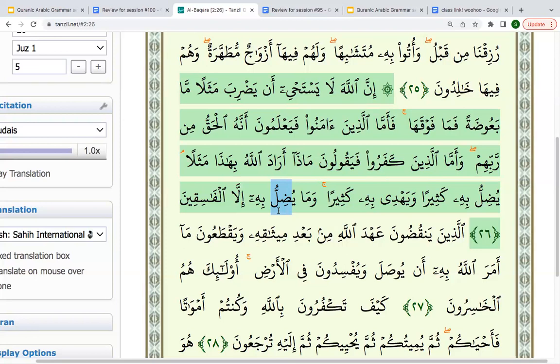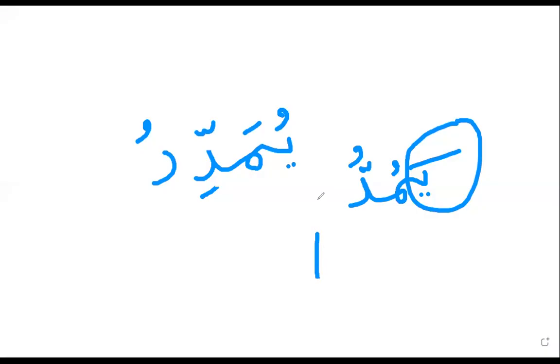Family 4, right? So the past tense form for this word is, let me show you. The past tense form of this word is adalla. Have you seen this word in the Quran? Yes or no?